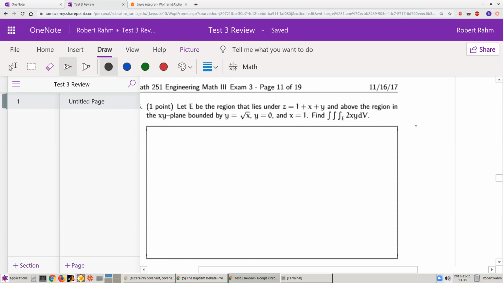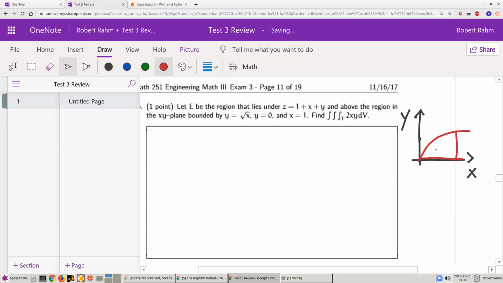Okay, so if you were to graph the projection of this region onto the xy plane, you get something like this. So this is the x, this is the y. Y is equal to the square root of x. Let me switch to red. Y is equal to the square root of x is going to be this. Y equals 0 is going to be this. And then x equals 1 is going to be this. And so the region that we care about is the region that's enclosed in this area right here.